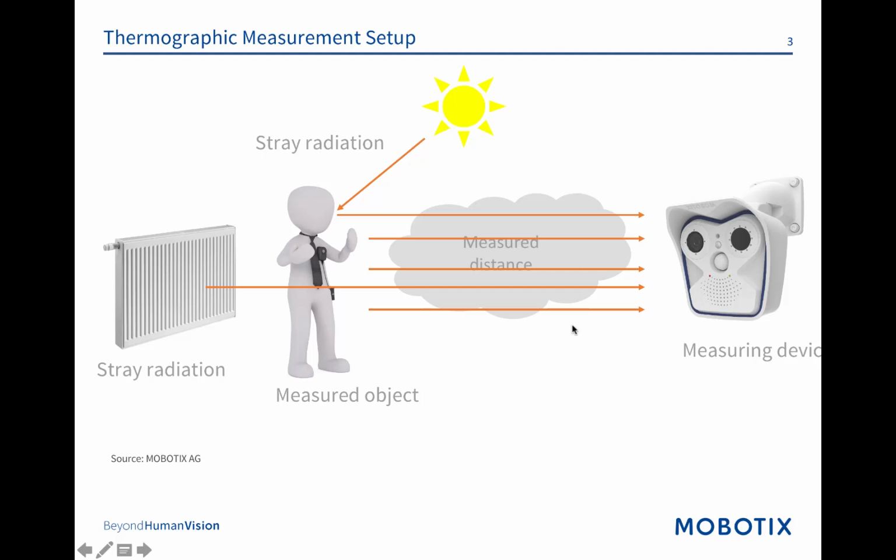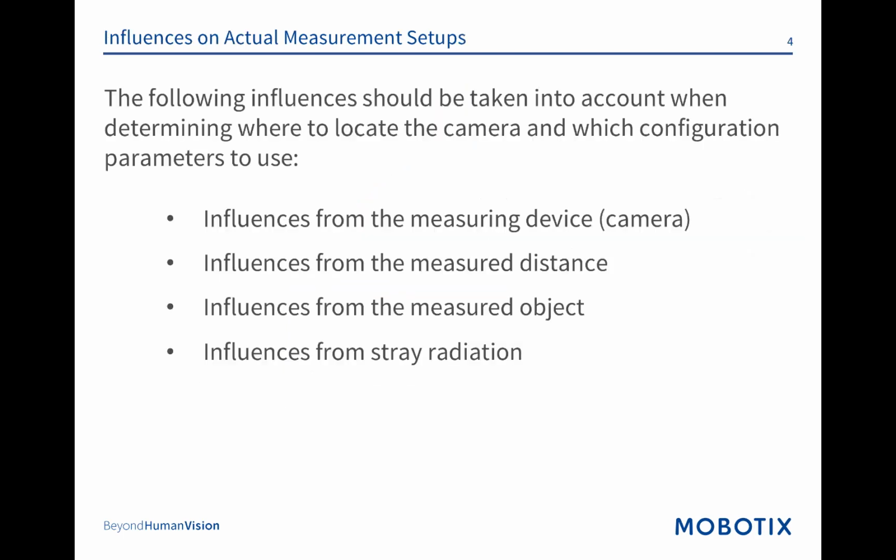Yeah, so we have different influences. We have the influence from the distance, we have the influence from the reflection, and from the transmission, from other stray radiations. And this is all together what we measure with our thermal camera. So this is our setup, this is a physical law. These are, let's say, the influences what we have to deal with if we want to talk about measurement and accuracy.